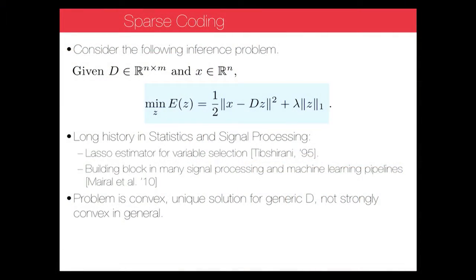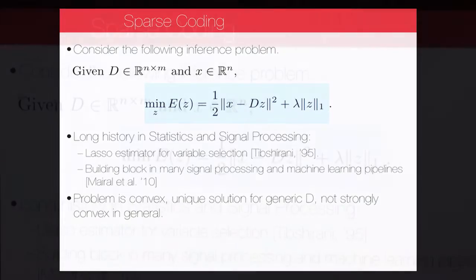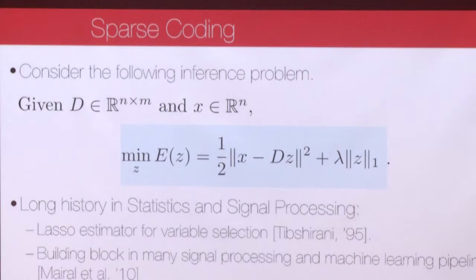All of you probably have seen and used at some point some form of sparse coding. For those of you who haven't, that's the problem. I'm going to give you a matrix, a dictionary. Typically, the number of columns of the dictionary is larger than the number of rows, so the dictionary is overcomplete. If you are used to harmonic analysis, it's a frame.